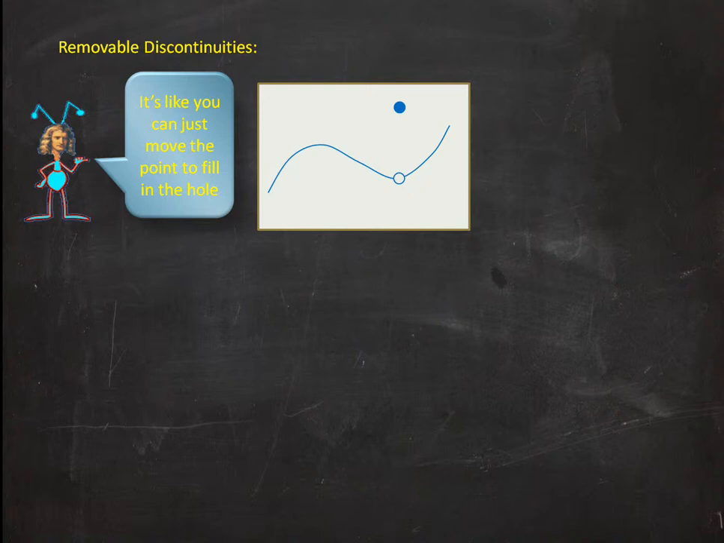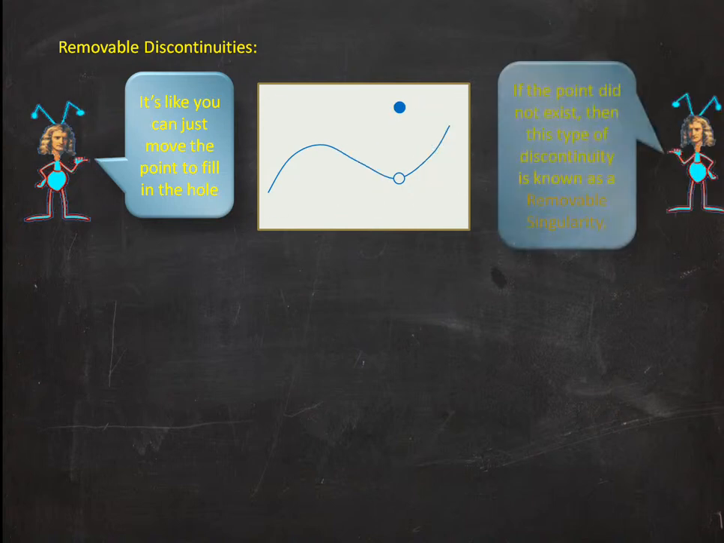Now, some textbooks will define this type of graph also as a removable discontinuity. It's almost identical, except I don't have a point in my domain. But more precisely, this is really known as a removable singularity. That is, if I don't have that point in my domain, it's a removable singularity. But if I do have a point in my domain, it's known as a removable discontinuity.